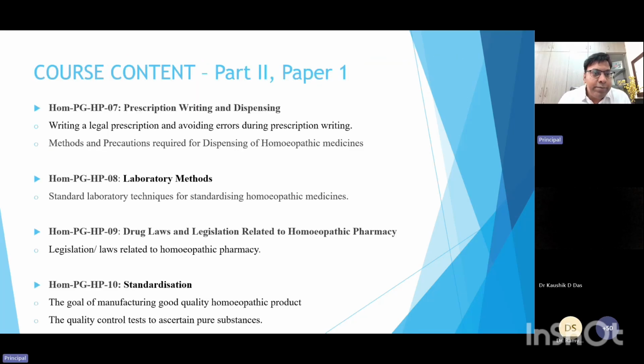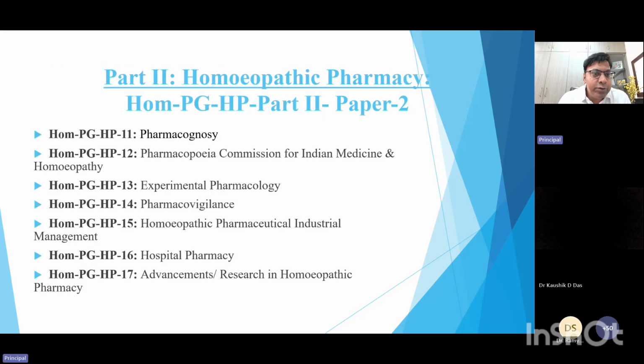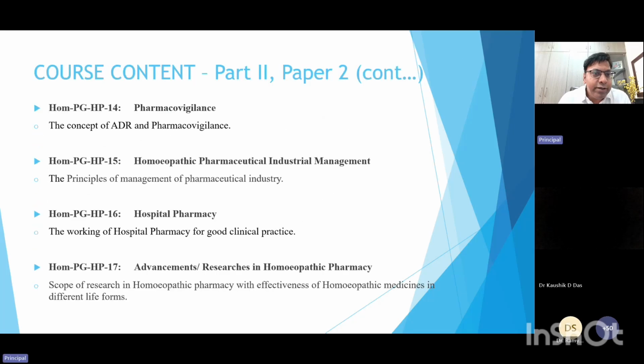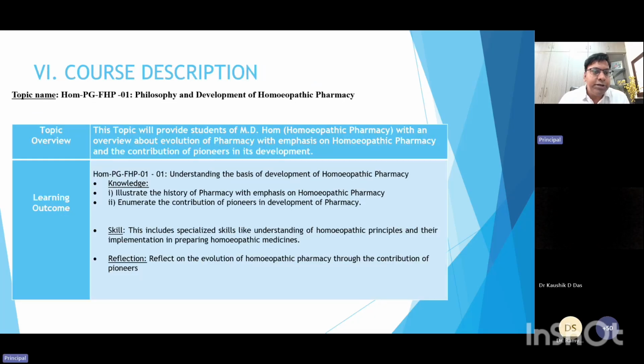We already know this, so I am quickly moving ahead with subsequent slides. Course content. We already know this. Different topics are given. Course description. Today, I want to further elaborate this table, because under this course description, topic overview is given, learning outcome is given, learning methods, assessment, and domains of competencies. Under each chapter, under each competency, all these headings are there in this table.